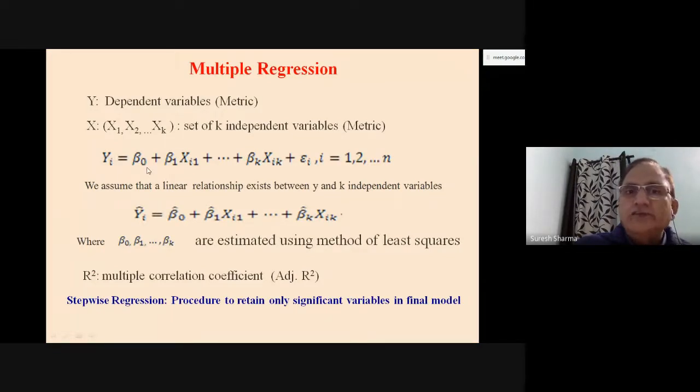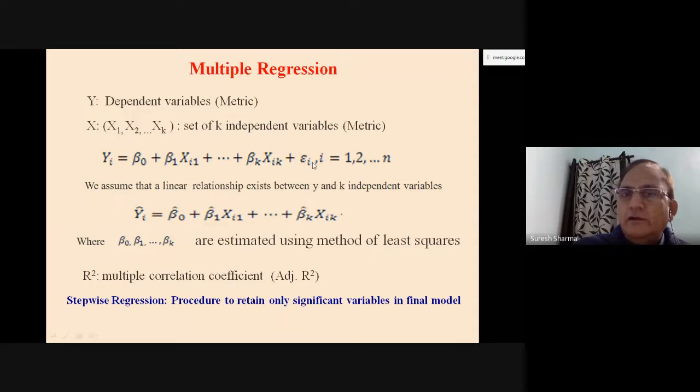It is just an extension of two variables to multiple variables. Here you can see y is equal to beta naught plus beta 1 x1 plus beta 2 x2 plus beta 3 x3 plus beta k xk plus epsilon, some error, which is beyond your control.